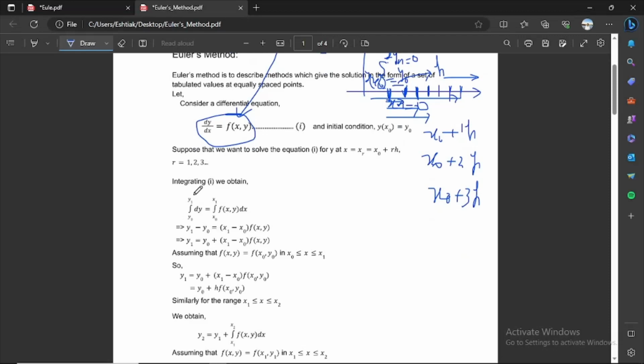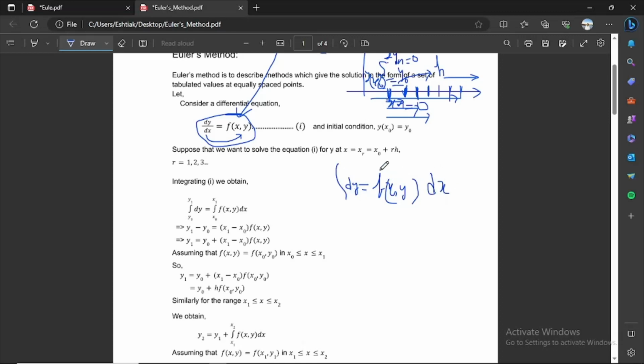Okay, integrating equation 1, we obtain Euler's method; that means we will integrate this first equation, and we will find Euler's method by integrating this equation. Now if we move this dx from here to the other side of the equals sign, then we will find that dy equals a function of x and y times dx.